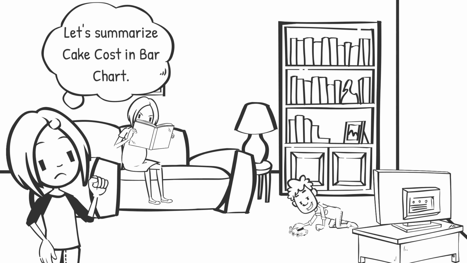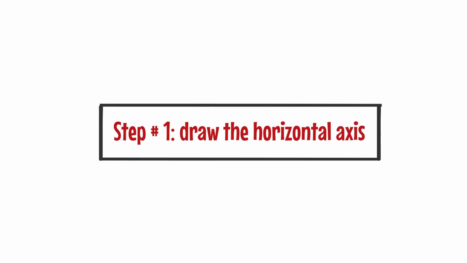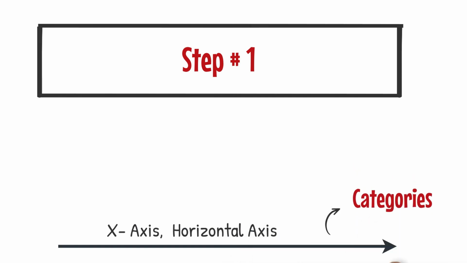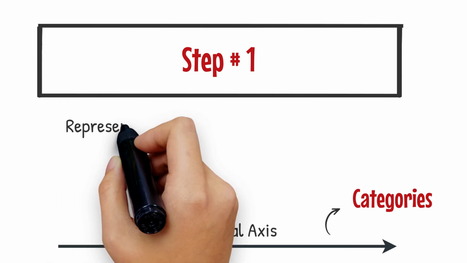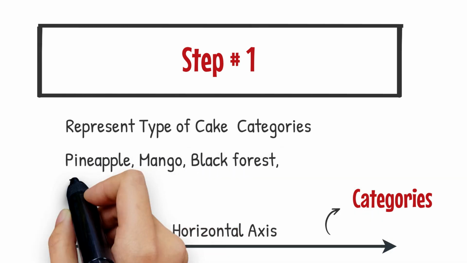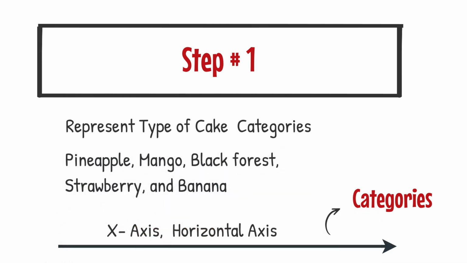Let's create a bar chart with this information. Step number 1 is to draw the horizontal axis. We call it the x-axis. This axis represents the different categories or types of items. For Lisa, this axis is basically representing the type of cake she bought. And this would be pineapple, mango, black forest, strawberry, and banana. Each bar represents one category.